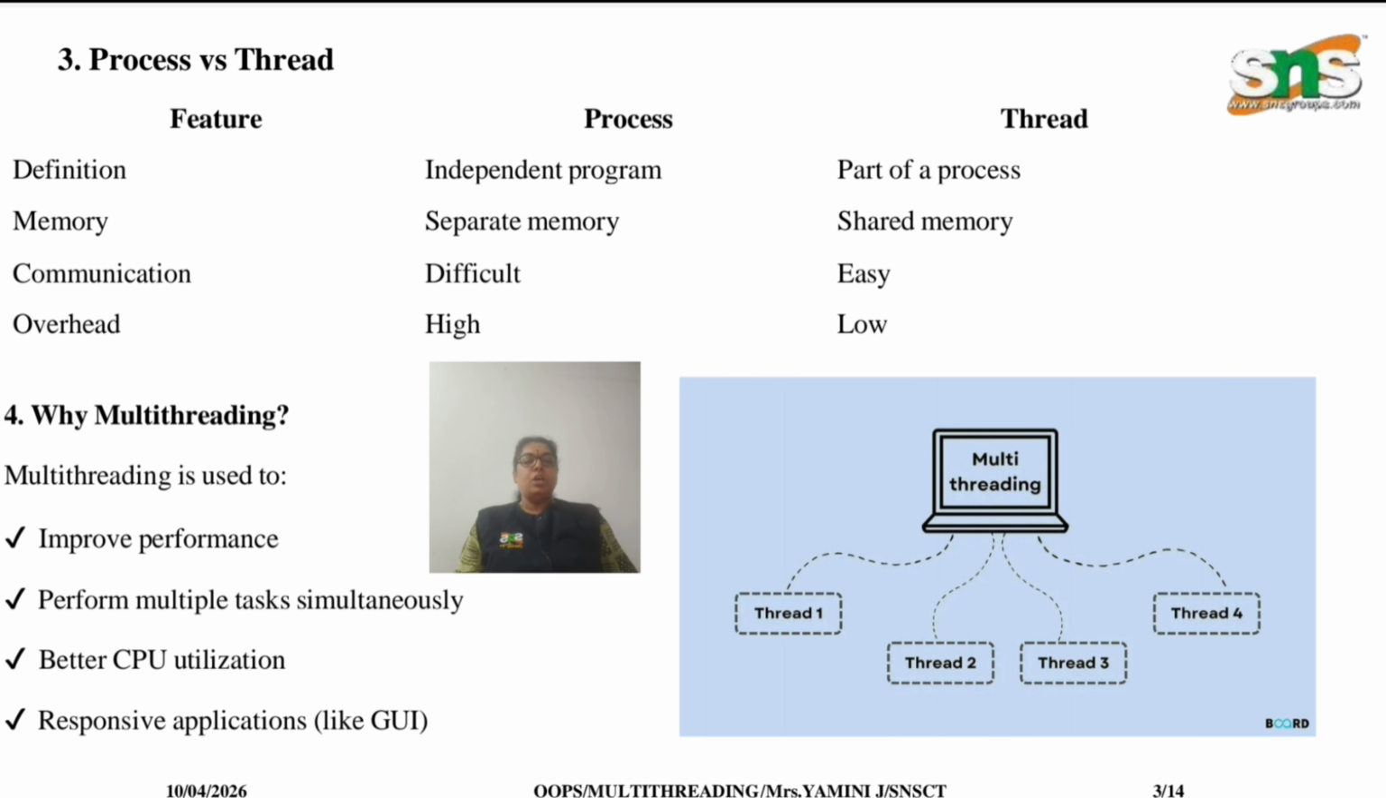For instance, while typing in a document editor, the spell checker can run in the background. Another example is playing music while browsing the internet. Threads help applications remain responsive and efficient. Without threads, programs would execute tasks one after another, making them slower and less interactive. Next one, process versus thread and why multi-threading.